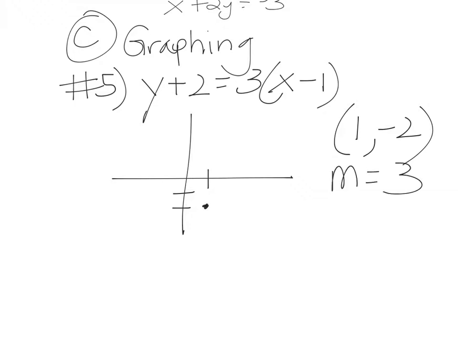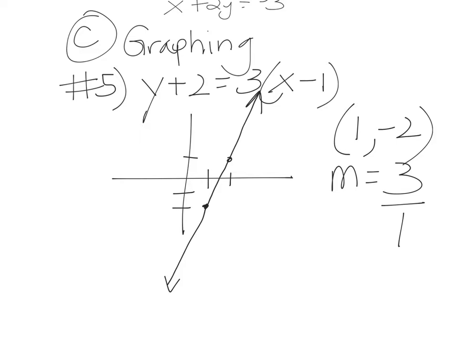So from that point that I just plotted, I'm going to do rise over run is 3 over run, 3 over 1. So I'm going to go 1, 2, 3, and then over 1. And that's where graph paper works really well. See if I can actually connect the dots this time. There we go.